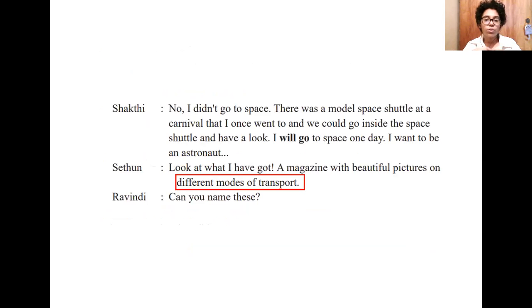Shakti says, no, I didn't go to space. Yes, she has not gone to space. There was a model space shuttle at a carnival that I once went to, and we could go inside the space shuttle and have a look. I will go to space one day. I want to be an astronaut. Then she hasn't gone to space.